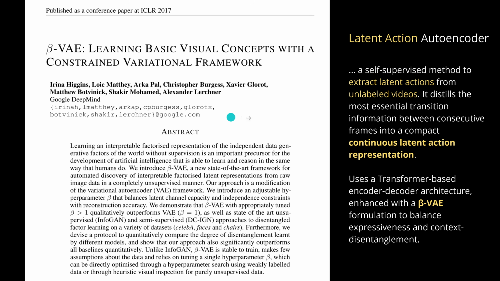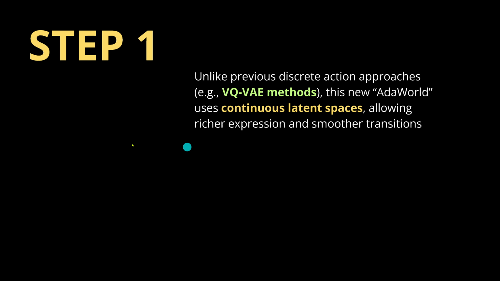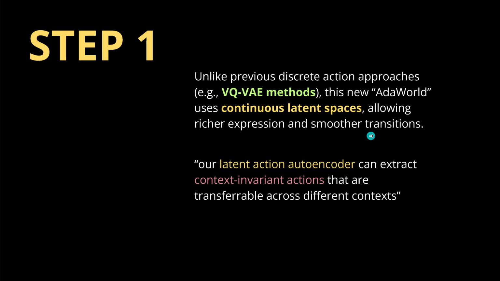Google, Harvard, okay. So we go with this instrument. Step one is simple. Unlike discrete action approaches like N1 by NVIDIA with a vector quantized variational autoencoder methodology, we now have a continuous latent space, and we build our latent action autoencoder that can extract context-invariant actions from all the different videos that are now transferable across different contexts.